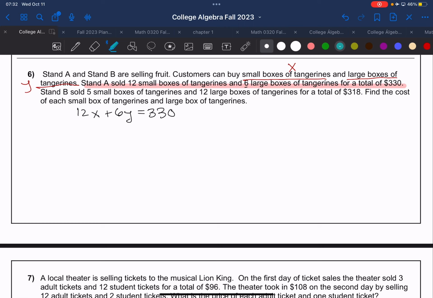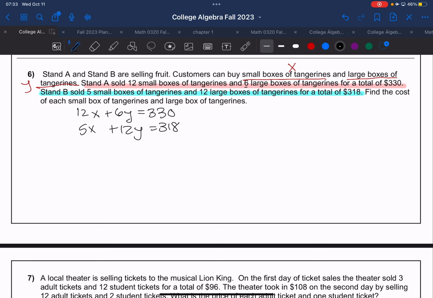So what about the second equation? It says stand B sold 5 small boxes, 12 large boxes for a total of $318. So what does that equation look like? Correct. 5x plus 12y equals 318. Okay? So from here, what method do you want to use? Substitution or elimination?